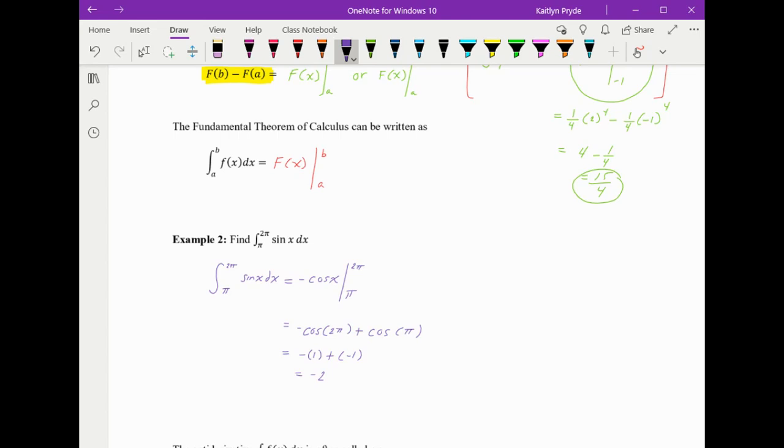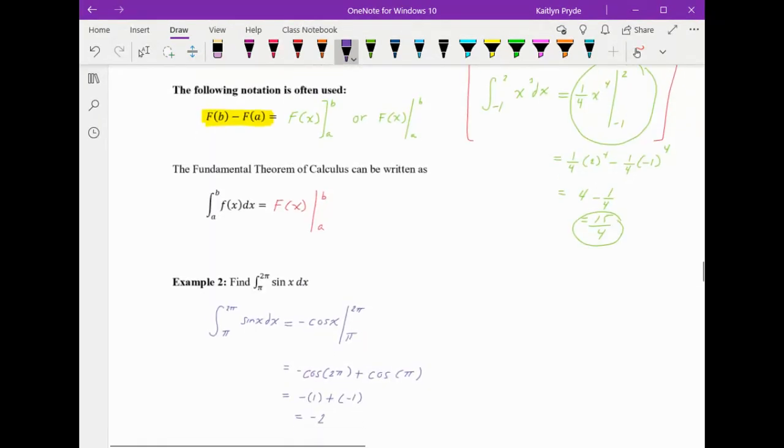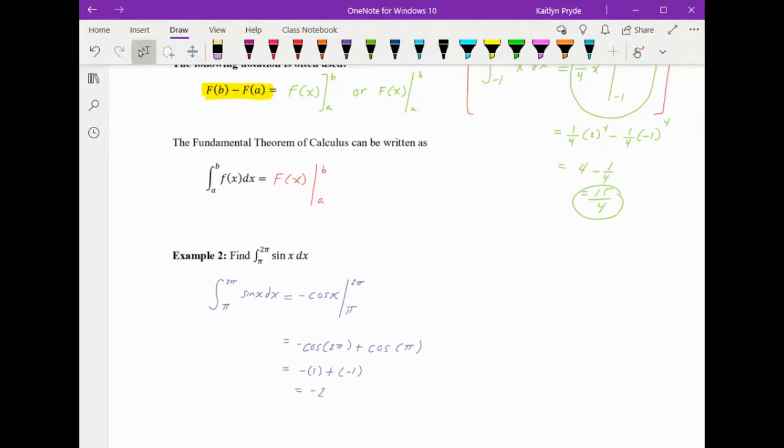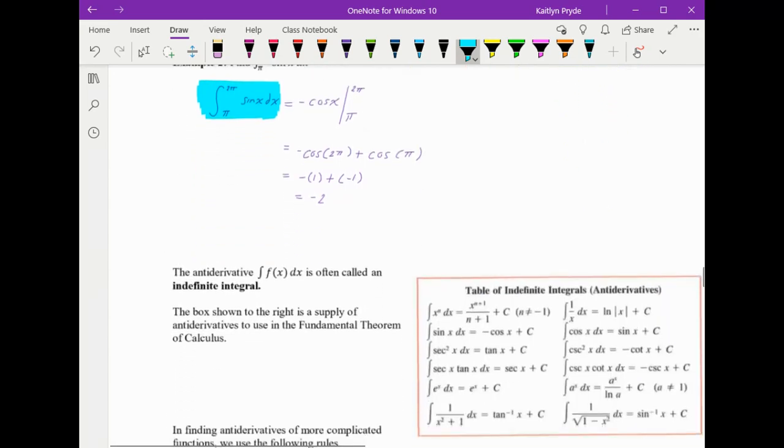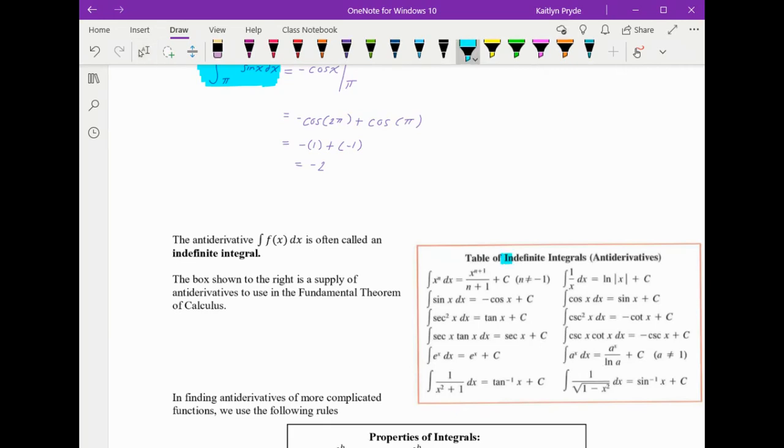And then we were going to do one more before you have some check your understandings, but I just want to highlight a table of indefinite integrals. When you're looking at this integration right here, this is a definite integral, and it's definite because you have a lower limit and an upper limit. Now, when you don't have limits and you're just looking at the integration, it's called an indefinite integral. So this table is a list of indefinite integrals, and really they're antiderivatives.